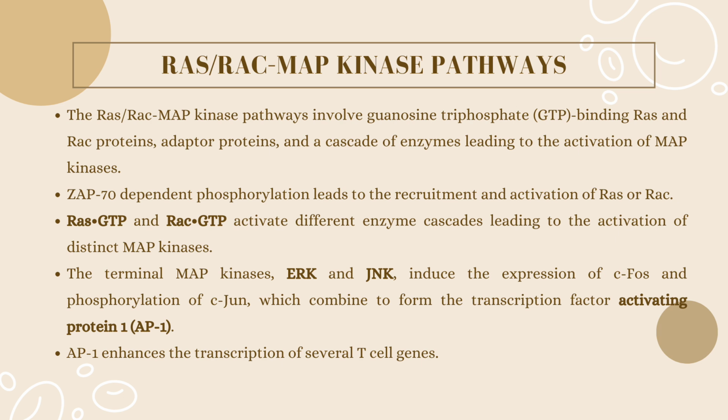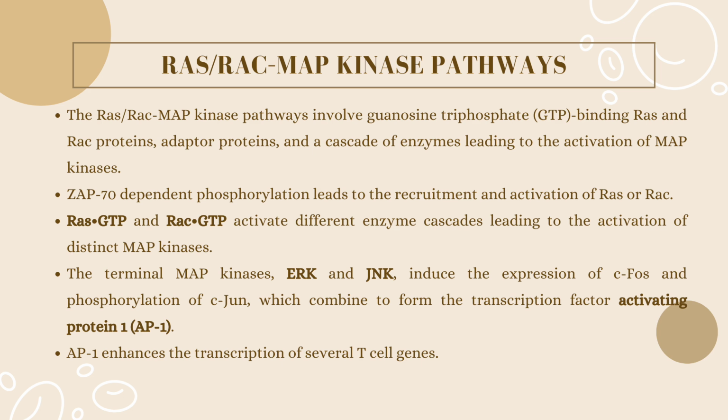Moving on to the RAS and RAC MAP kinase pathways, which involve a family of proteins including RAS and RAC, several adapter proteins, and a cascade of enzymes that activate mitogen-activated protein or MAP kinases. ZAP70 dependent phosphorylation and accumulation of adapter proteins at the plasma membrane initiate the pathways, leading to the recruitment and activation of RAS or RAC. The active forms of these proteins, RAS-GTP and RAC-GTP, initiate different enzyme cascades, ultimately activating distinct MAP kinases.